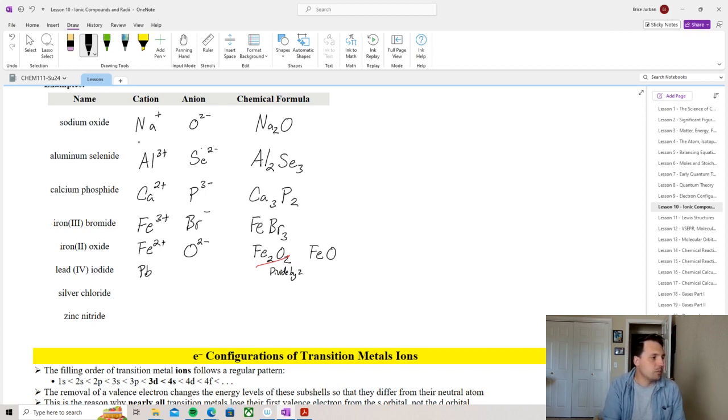Lead is given the symbol Pb. It's a 4+ cation. Iodide always has a negative charge. So this would be PbI4. Silver is a fixed charge metal. We need to know that. It only forms Ag+. Chlorine is going to be Cl-, so this would be AgCl. And then zinc is another fixed charge metal we need to know. It's got a 2+ charge. Nitride is a 3- nitrogen charge. So this one would be zinc. We need 3 zincs and we need 2 nitrogens.